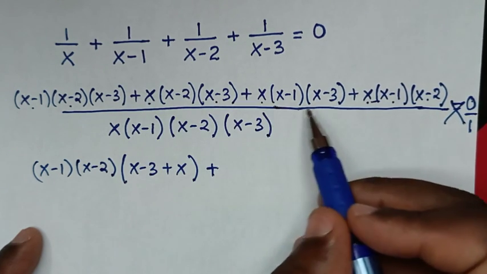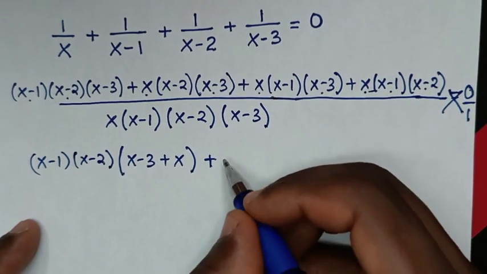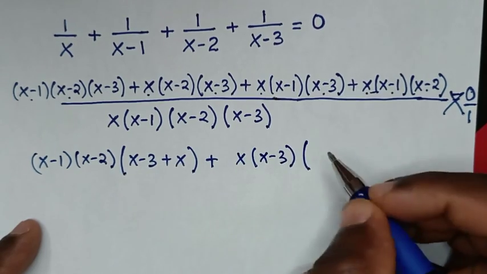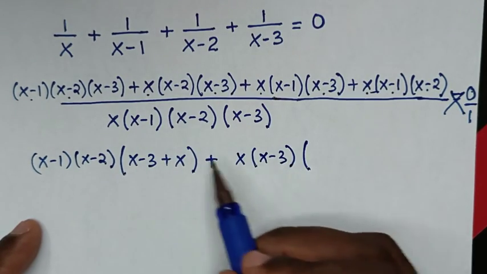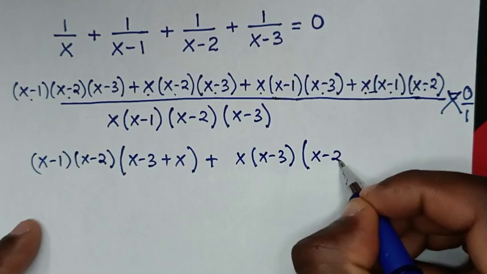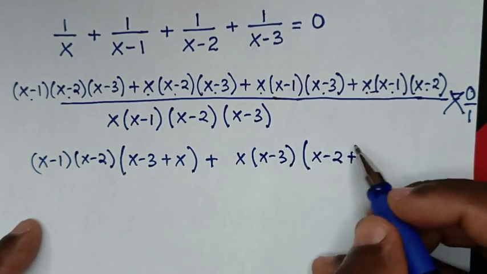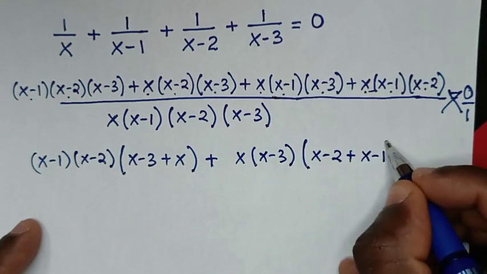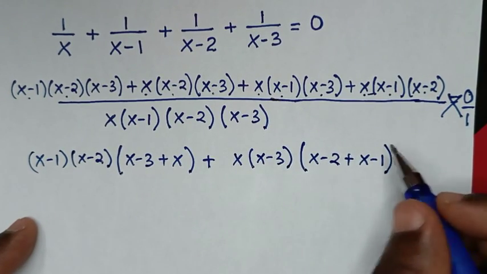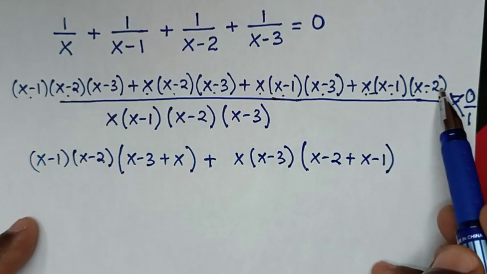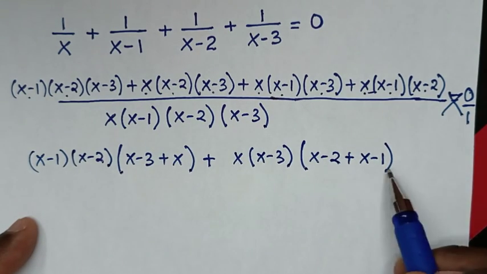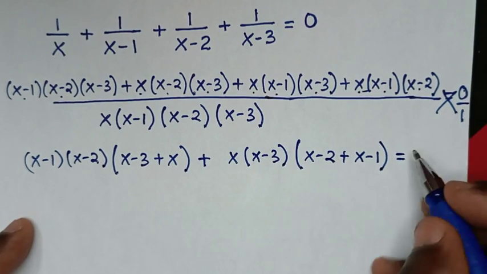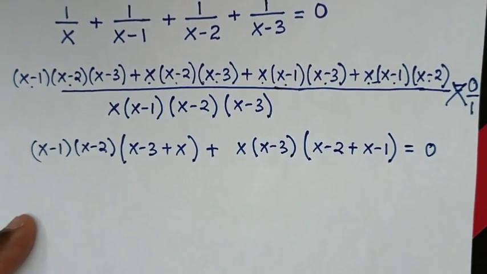minus 3, x times (x minus 3) is common, so we take x(x minus 3) out of bracket, then this, divided by this, is this (x minus 2), then plus this, divided by this, is this (x minus 1), then because it was this, all this times 1, so it will be this, then is equal to this denominator times 0, it is 0, so here it will be equal to 0.